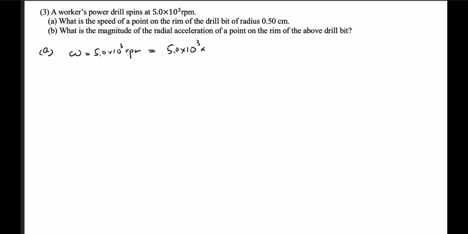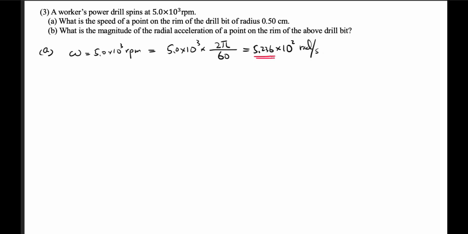Okay, so RPM means revolution per minute. So one revolution is 2 pi, right? So let's multiply 2 pi radian and divide by 60 seconds. So that will give us the radian per second as the unit. Okay, so if we calculate this, it gives us 5.236 times 10 to the second radian per second.